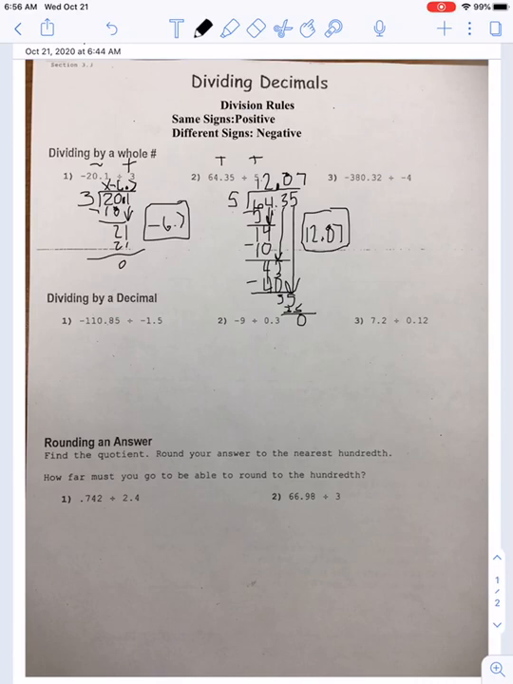Let's move on to number 3. We have negative 380.32 divided by negative 4. So the 380.32 goes inside the divisor. The 4 goes on the outside. Since there's a whole number on the outside, we can just divide like normal. 4 can go into 3 0 times. So you can put your little X there. 4 can go into 38 9 times.